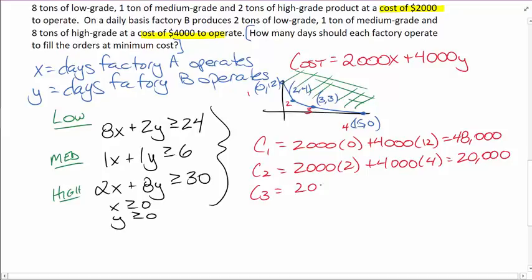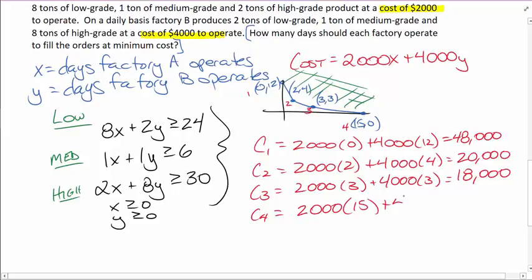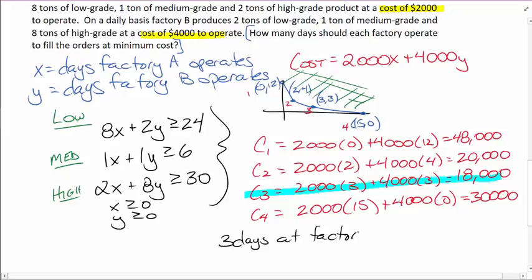Point 3, 3 days for each, which will give me $18,000. And finally, $2,000 times 15 days and 0 days for our second option will yield $30,000. Here we can see that the best option will be the cost for the third point, which is 3 days of each factory. So our solution here would be 3 days at factory A and 3 days at factory B.